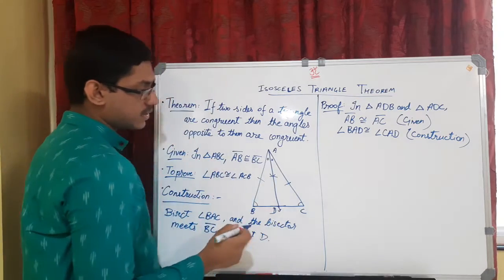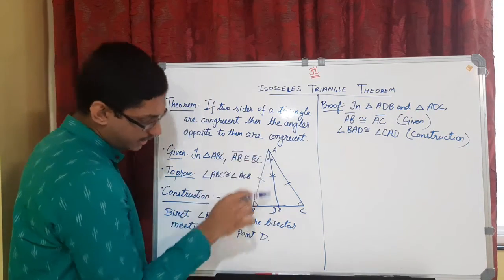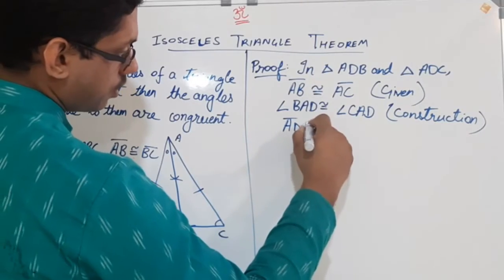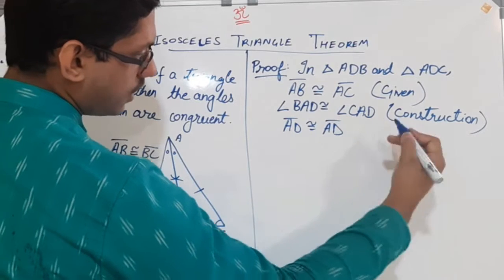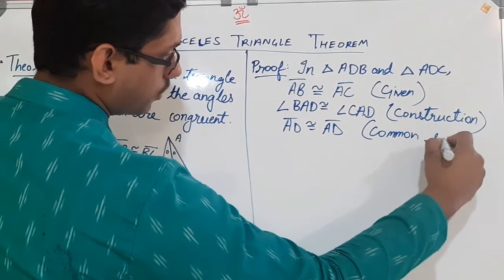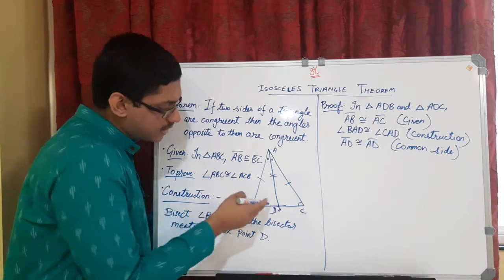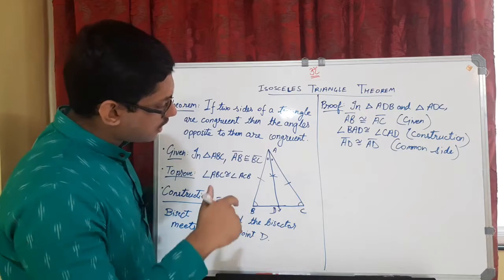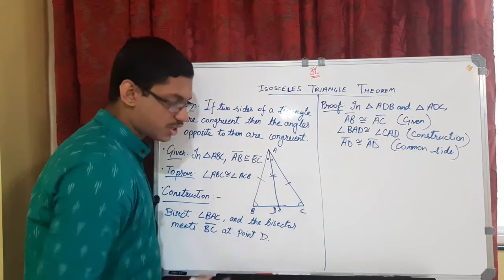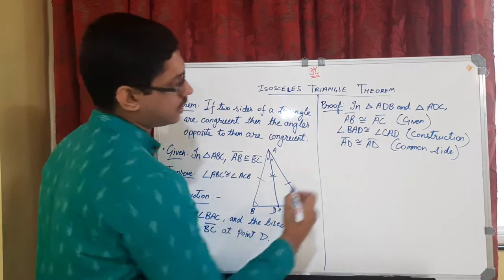And another thing is this only. AD is congruent to AD. Why? The reason is common side. Okay, so now by seeing it only, you can imagine the two triangles are congruent. Means these two triangles are congruent, we can see it. But now how to write it?